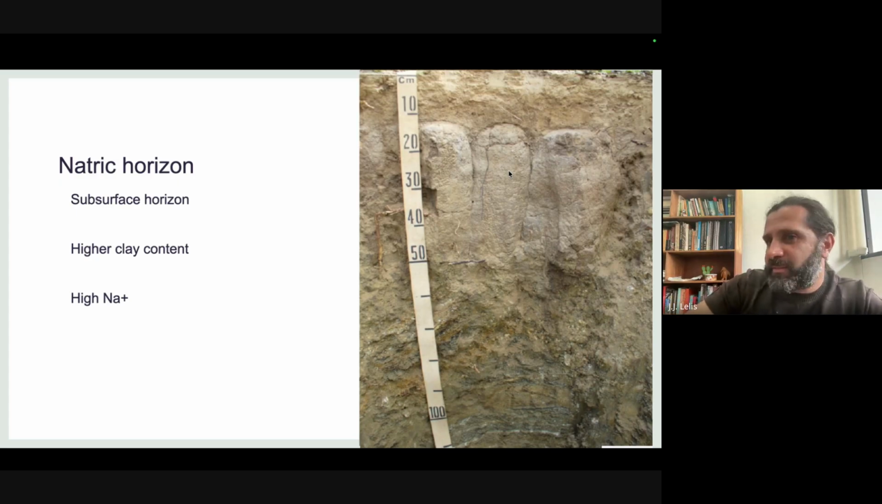So it's not something like, oh, I just have more clay content at subsurface. No, you have a lot of physical and chemical problems that highlight that this horizon is quite complicated. This horizon needs more attention than several others. Okay?